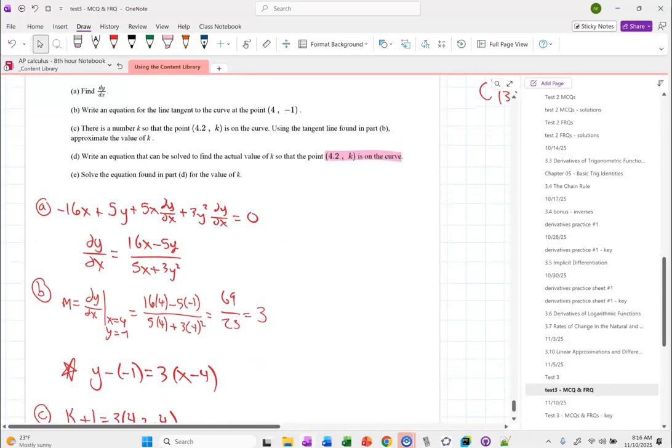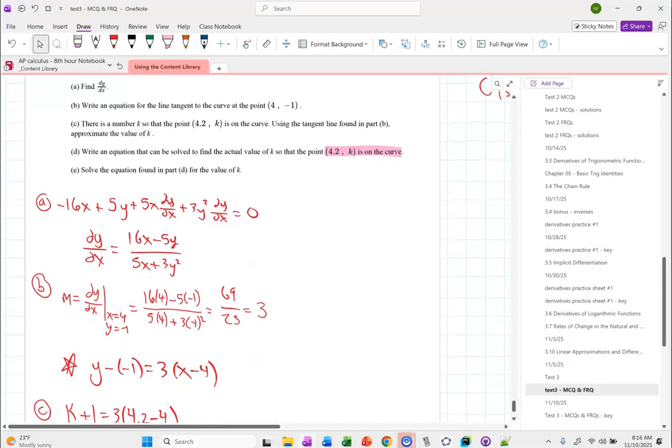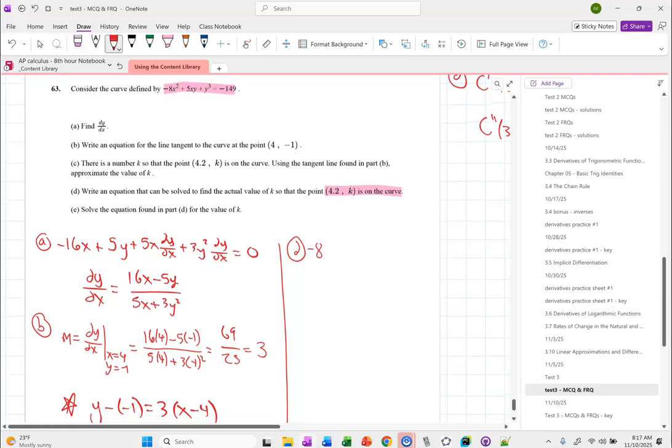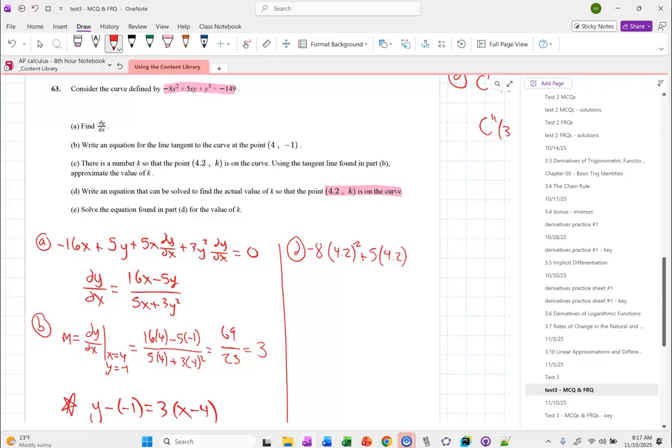Alternatively, what else could you do? You know, at 4 point, we have the derivative, right? We could plug 4 point, oh no, we don't want to do that. That's the best way of doing it. So we have negative 8 times 4.2 squared plus 5 times 4.2 times k plus k cubed equals negative 149.